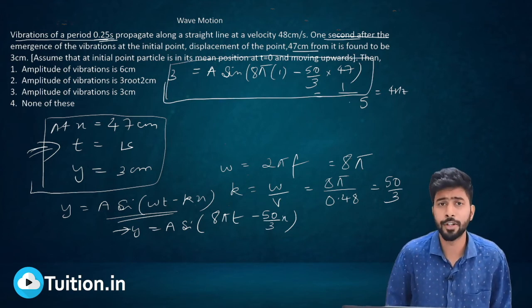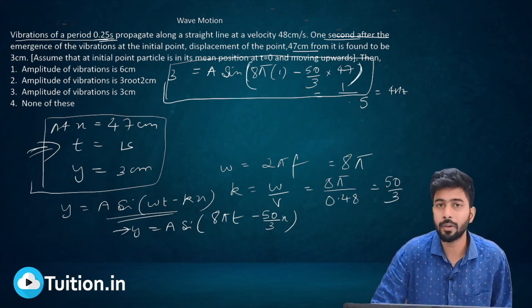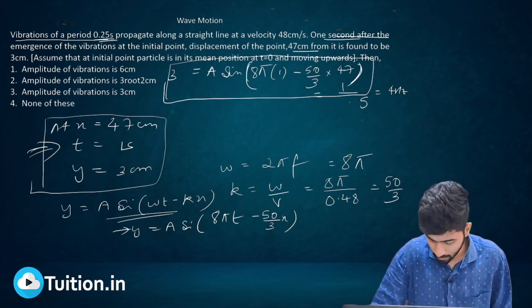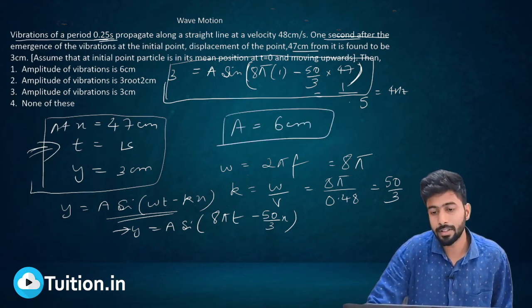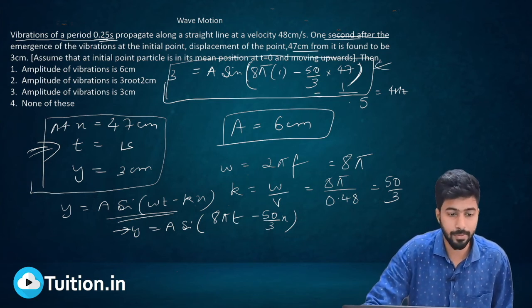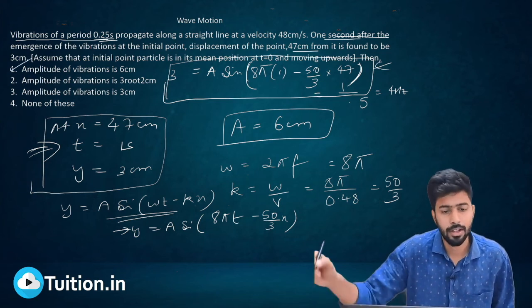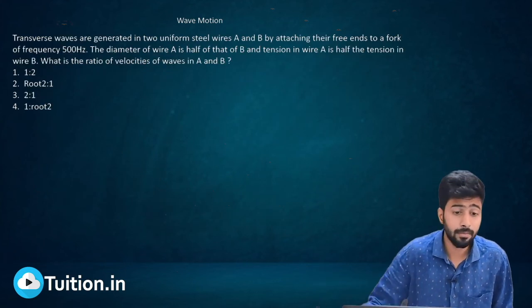Most likely if you get such a question in the examination, sine of whatever you get here will be already given to you in the question. So when you solve that particular thing out, you get the value of A to be almost equal to 6 centimeter, right? So don't worry about this quantity inside the sine. Like they'll obviously give that in the question. They won't expect you to actually know that. So it's option 1, 6 centimeter. Let's move on to the next problem now.